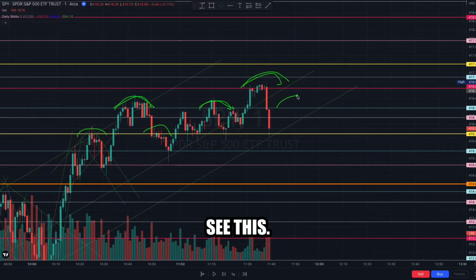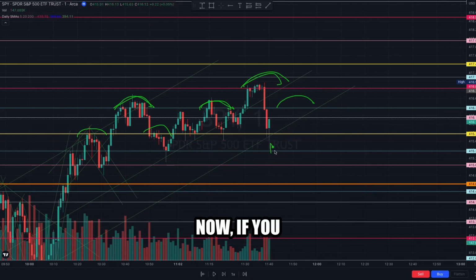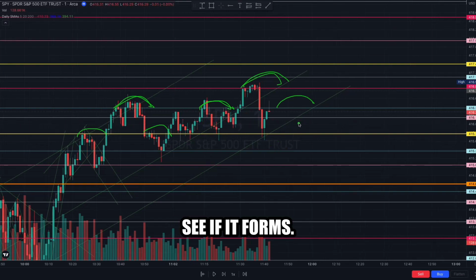So now I want to see this right shoulder form right here. Now that's the right shoulder form. Now, if you miss this trade, so be it. You saw that red candle, don't be chasing it. It may bounce, right? As I mentioned. And it bounced, it did, right? Right here. Now let it form. See if it forms now.